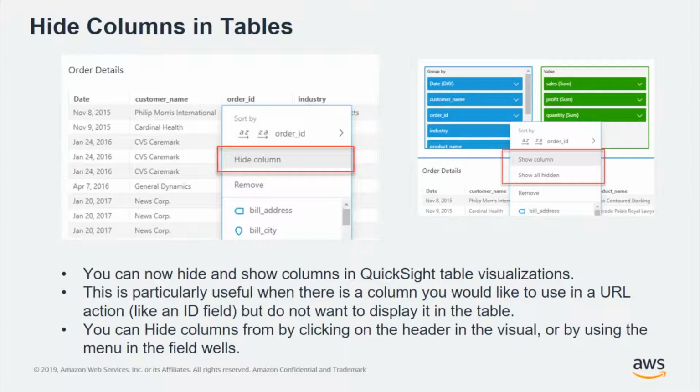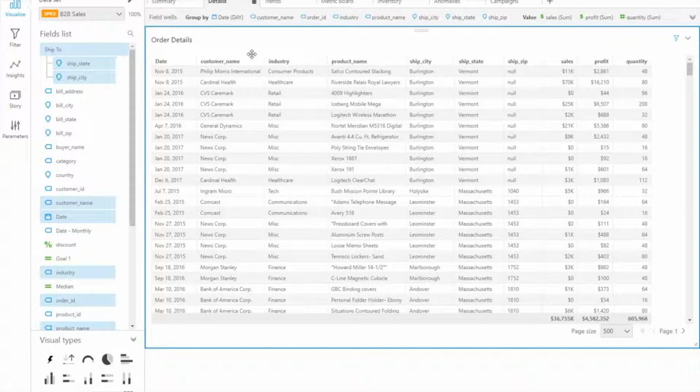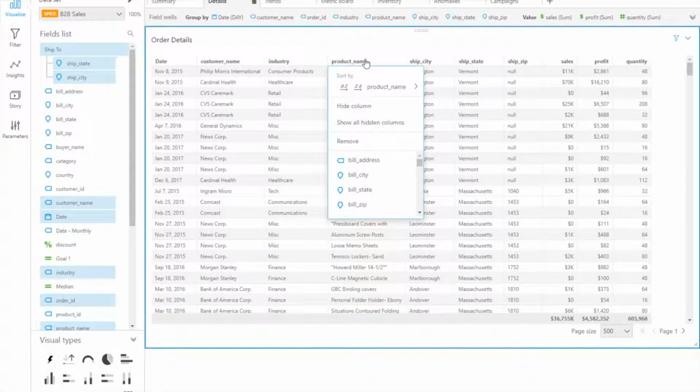So let's look at how this one works. Here on my table visualization, on any one of the columns I have in my table, I can click on the headers and choose to hide that column.